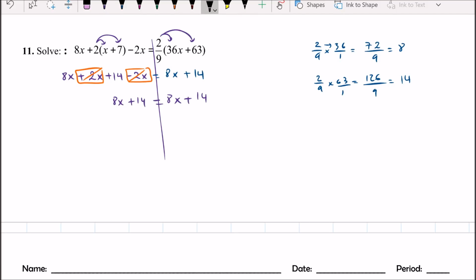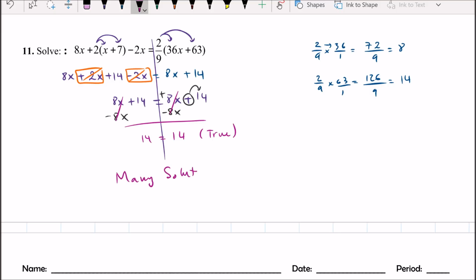We want the variable on the same side. This positive belongs to 14. 2x itself is positive, so what you're going to do is subtract 2x on both sides. So 2x cancels out with 2x, giving you 14 equal to 14. This is a true statement. When it's true, it's many solutions, or infinitely many solutions.